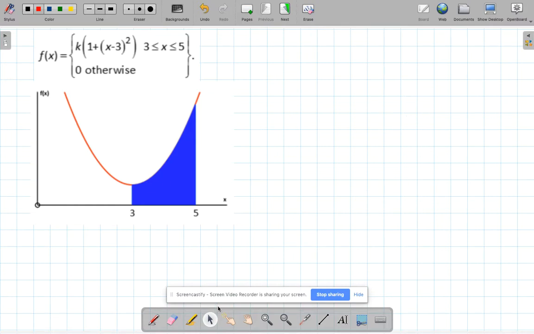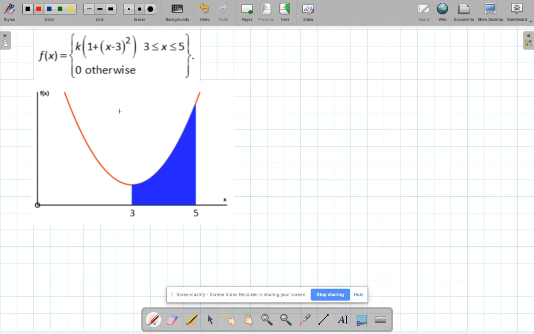Okay, so this is the first video, and it's just going to explain about continuous random variables. Now, what I've got here is a graph of this function. So let me just explain what this function is. Here, I've got f(x), and I've got a function k times this, where x is between 3 and 5. And this bit here, which says 0 otherwise, just means that it doesn't exist elsewhere.